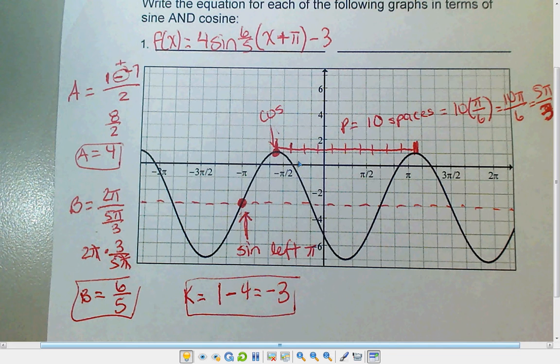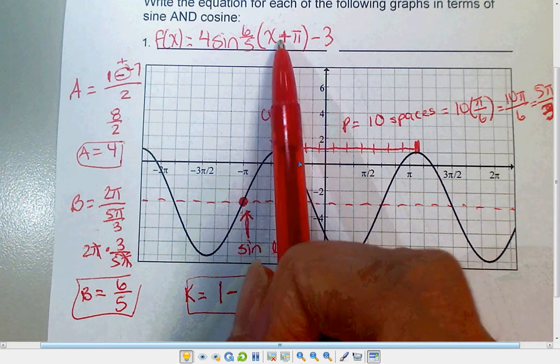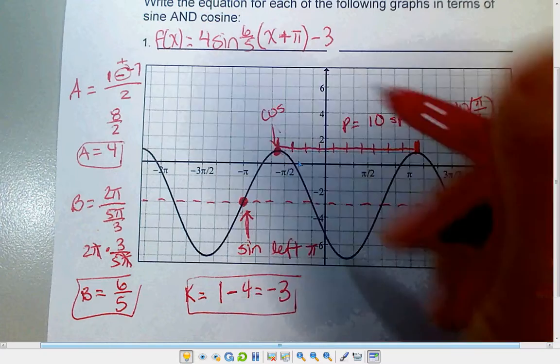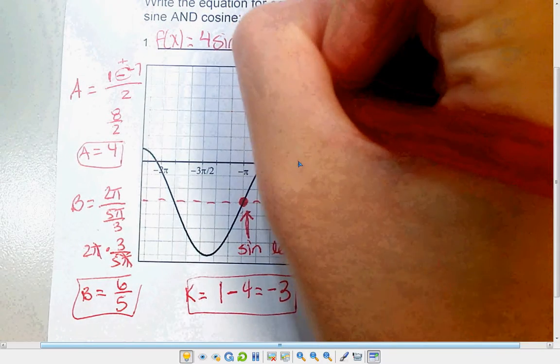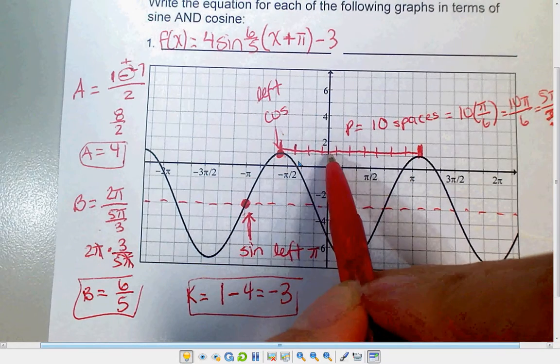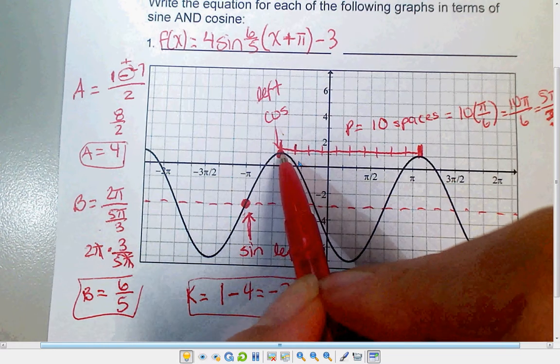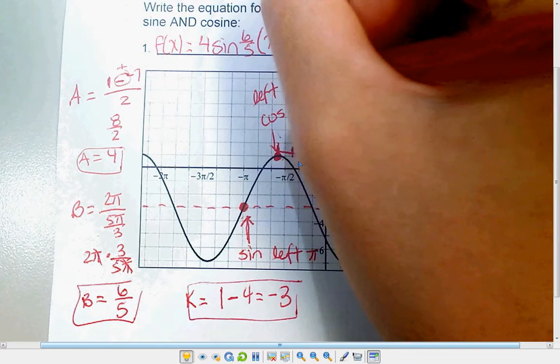Okay, now I'm going to do the same thing using cosine, but now what's going to change is my h value. So here is cosine. Cosine has moved also to the left. Let's count how many spaces. 1, 2, 3, 3.5 spaces. So 3.5 we're going to write as 3.5.